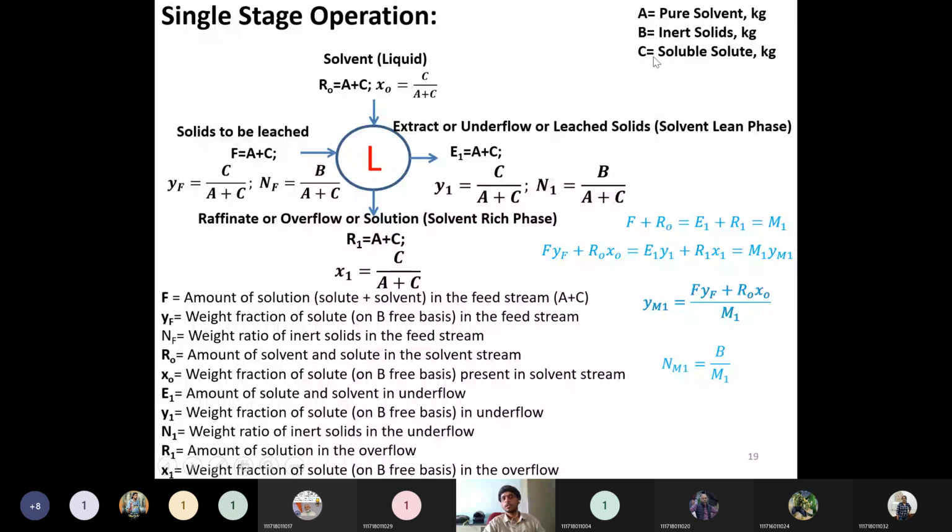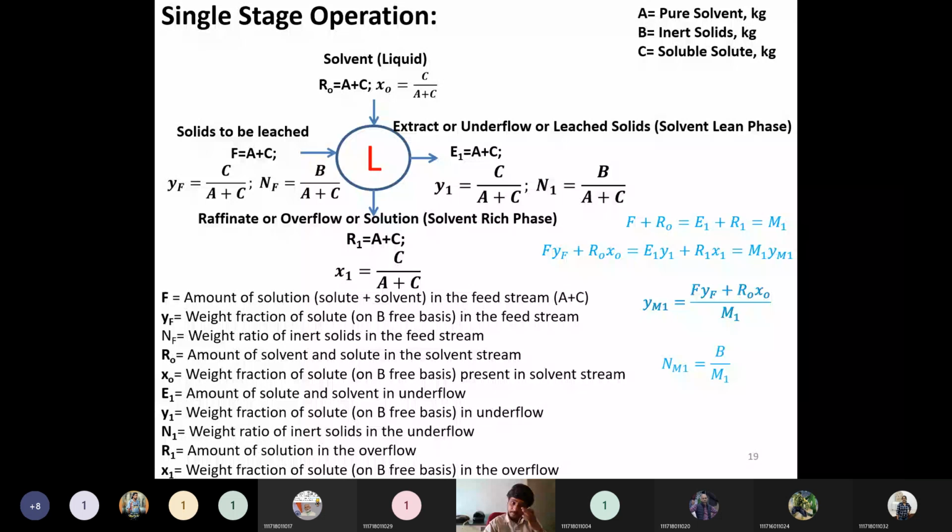In this leaching operation, there will be four streams. Out of these four streams, two are input streams and two are output streams. In order to omit the existence of B, all the parameters are defined in such a way that we make them free from B, the inert solid, because its quantity is going to remain the same throughout the operation. They are inerts, not at all participating in the solubilizing process.